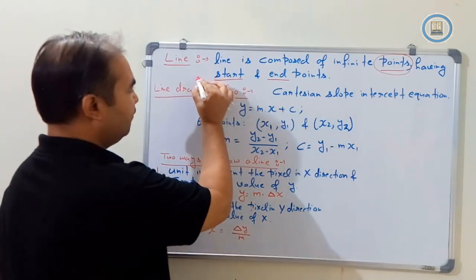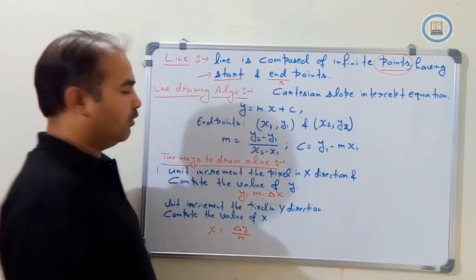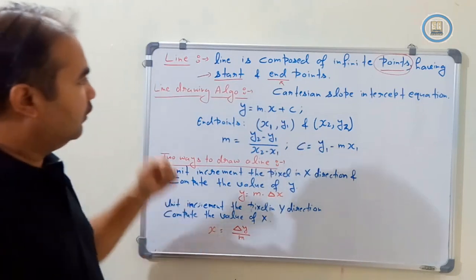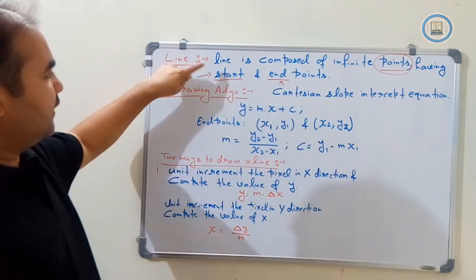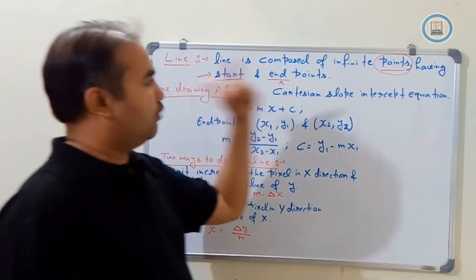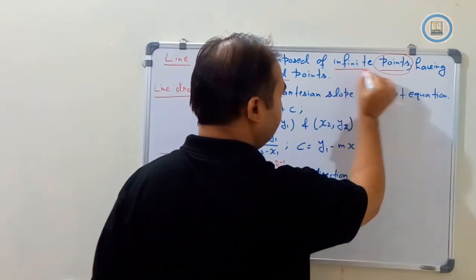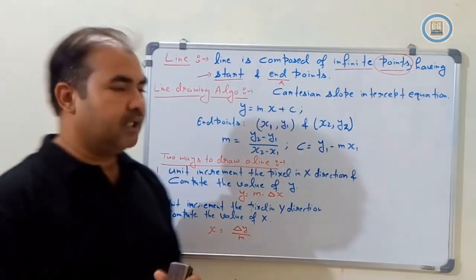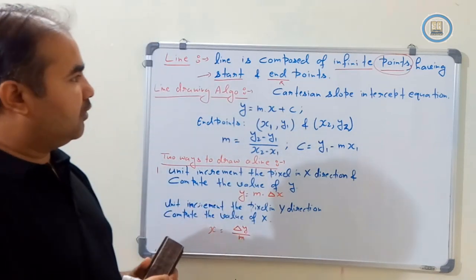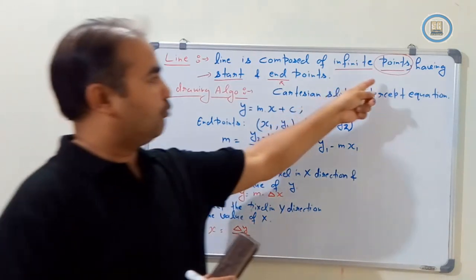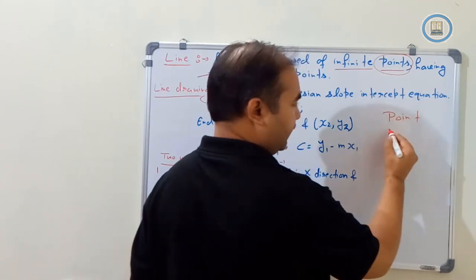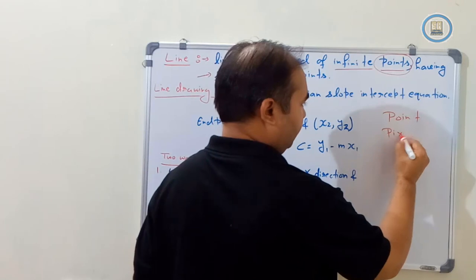The line should have a start and an end point, or you can say we should know the length of the line, that is, the segment of the line. This is the mathematical definition: a line is composed of infinite points. But practically it is not possible to implement infinite points on the line, because in mathematics we call it a point, and in the practical way, when we display it on a display device, we call it a pixel.